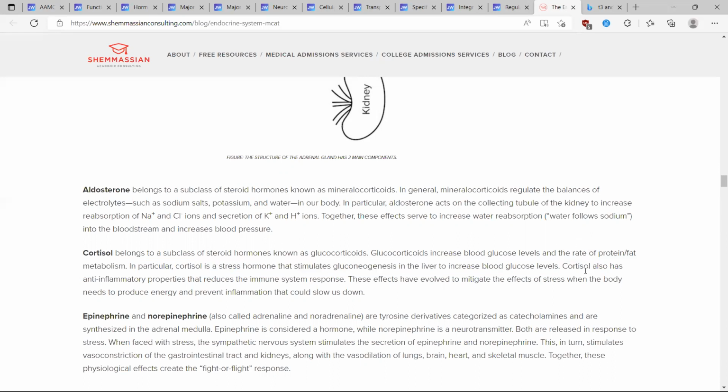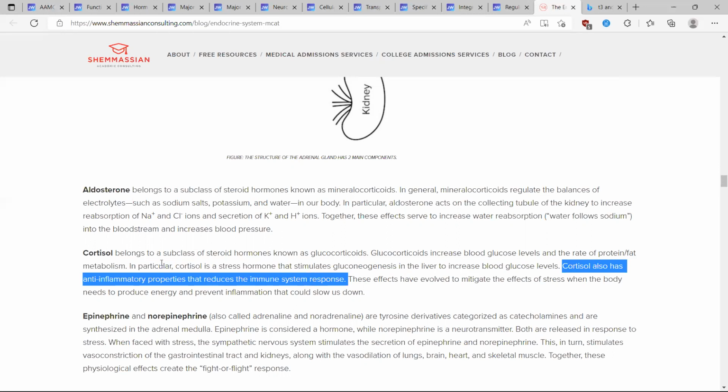So you've probably heard of, if you have chronic stress, right? How it damages your body. Cortisol has anti-inflammatory properties that reduce the immune system response. So this is good if we're in a fight or flight situation because inflammation could slow us down, right? It's taking up energy. But it's not good if you're unnecessarily stressed, right? If you're unnecessarily stressed, then your immune system is not able to do the work that it needs to do when you're relaxing, right?